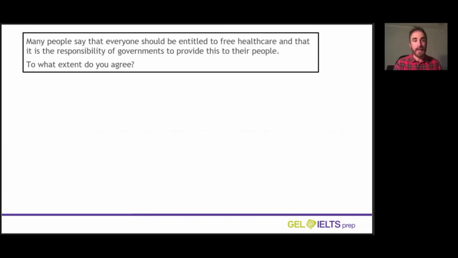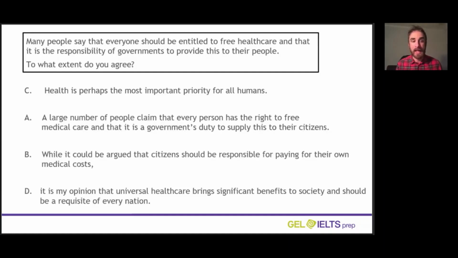The correct order is C, A, B, D. C introduces the topic. Health is perhaps the most important priority for all humans. A nice, true statement. Then we paraphrase the question. A large number of people claim that every person has the right to free medical care and that it is a government's duty to supply this to their citizens. Then I'm going to present the arguments. While it could be argued that citizens should be responsible for paying for their own medical costs, it is my opinion that universal healthcare brings significant benefits to society and should be a requisite of every nation.